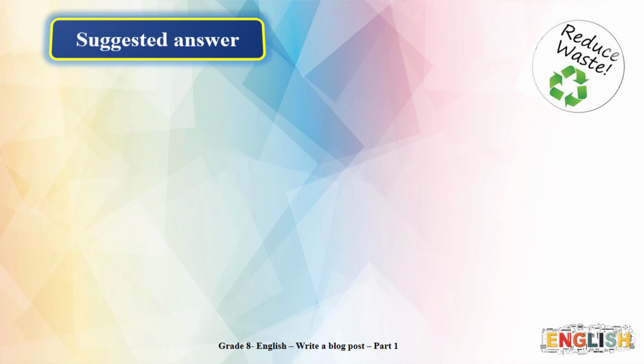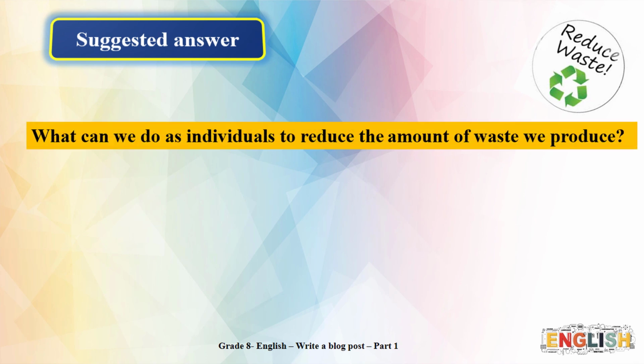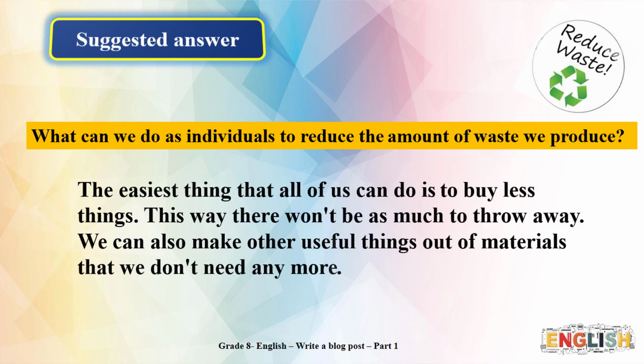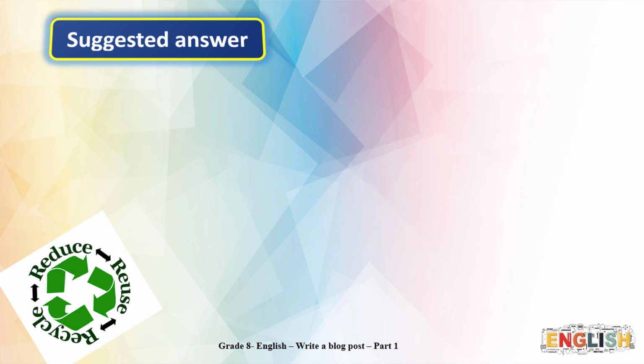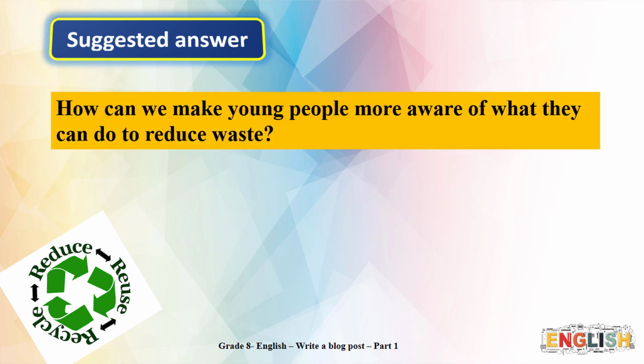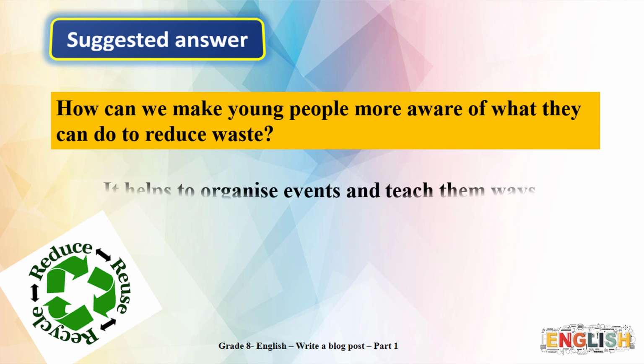Now let's check your answers. Question number 1. What can we do as individuals to reduce the amount of waste we produce? The easiest thing that all of us can do is to buy fewer things. This way, there won't be as much to throw away. We can also make other useful things out of materials that we don't need anymore. Let's move to the second question. How can we make young people more aware of what they can do to reduce waste? The answer: it helps to organize events and teach them ways they can reduce waste.